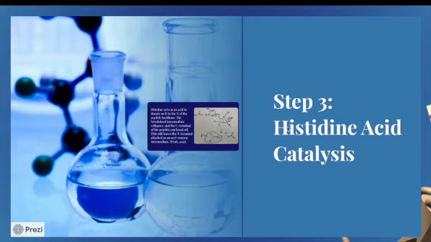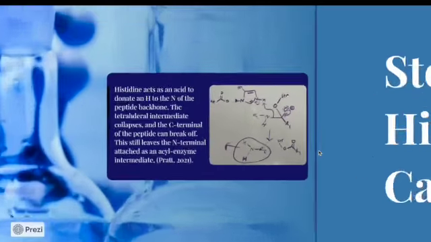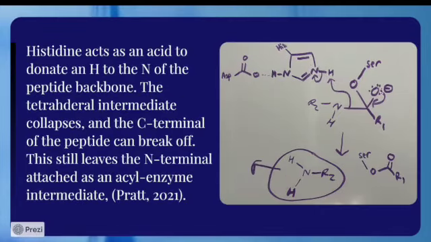And that brings us to step 3, or histidine acid catalysis. So basically here, the histidine is going to act as an acid, and it's going to donate an H to this nitrogen here as the tetrahedral intermediate collapses and cleaves the peptide bond. So here, it's going to come down, and this is going to be the leaving group essentially. It's going to grab the H, and it's going to break off. And this is a C terminus that's leaving.